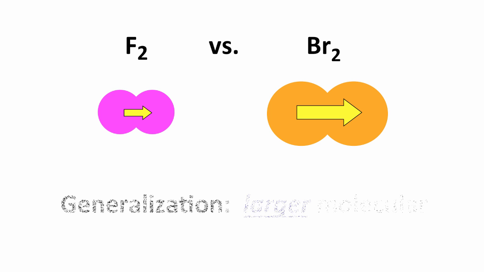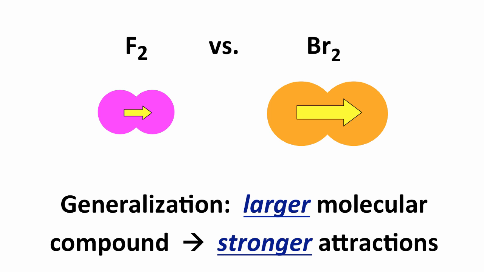And the generalization about London dispersion forces: all molecules have them. They are the only type of force in nonpolar molecules, and the generalization is the larger the molecule, the more unevenly distributed its electrons can be. This is called polarizability. More on that later. And so larger molecules are more polarizable, which means that they can have larger instantaneous dipoles, which means they have stronger attractions between their molecules.